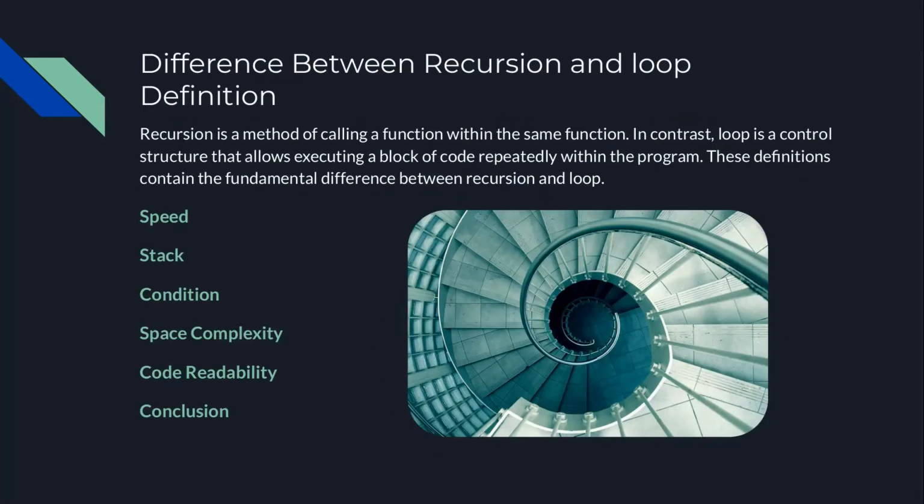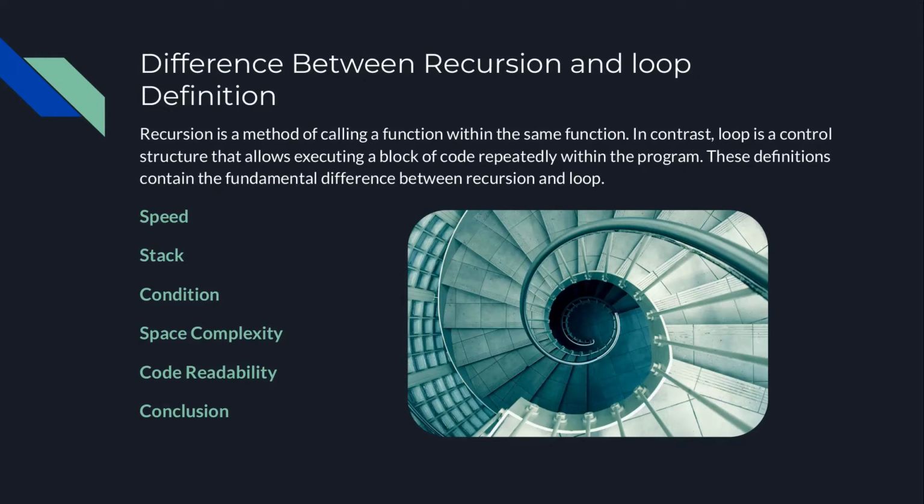But here we talk about the difference between recursion and loop definition. Recursion is a method of calling a function within the same function. In contrast, a loop is a control structure that allows executing a block of code repeatedly within the program. These definitions contain the fundamental differences between recursion and loops about speed, stack condition, space complexity, code readability, and conclusion.